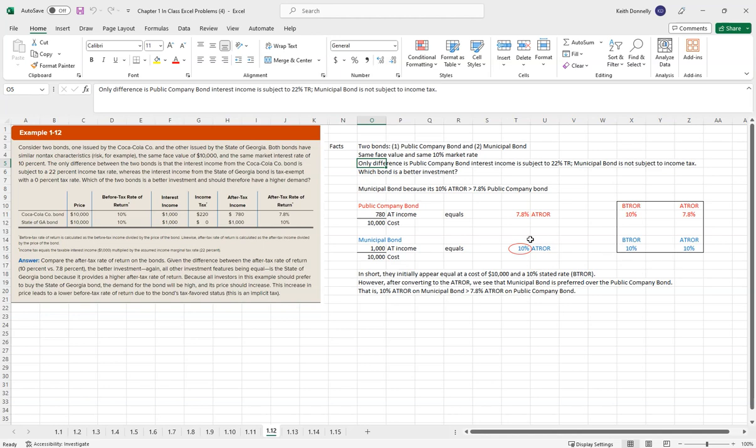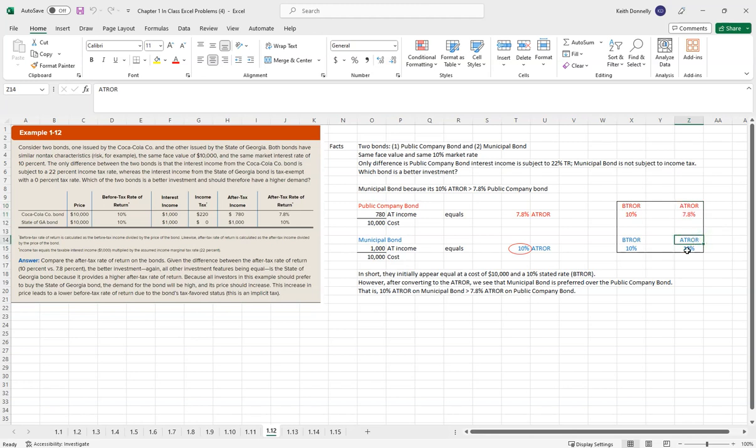When you run the numbers, up front you may say, well, they're both 10%, I really don't care, give me either one. But a savvy person realizes that they're going to pay tax on the public company bond, like an Apple bond or an Amazon bond. Only muni bonds, state and local government, are exempt from tax. Private company bonds and public company bonds are subject to tax. So yeah, we get 10%, but we have to pay tax on that. Our after-tax rate of return is 7.8.